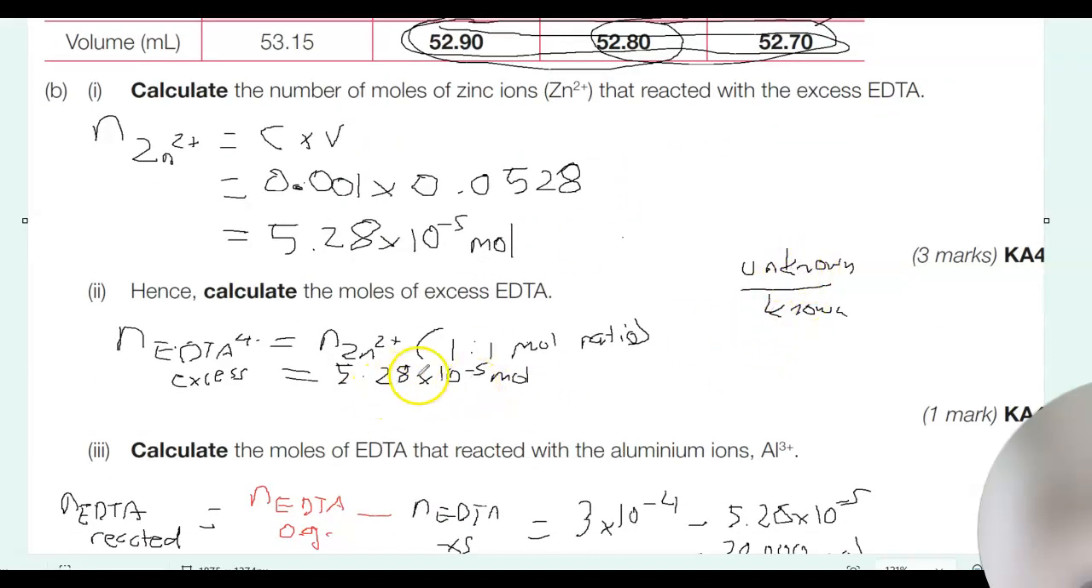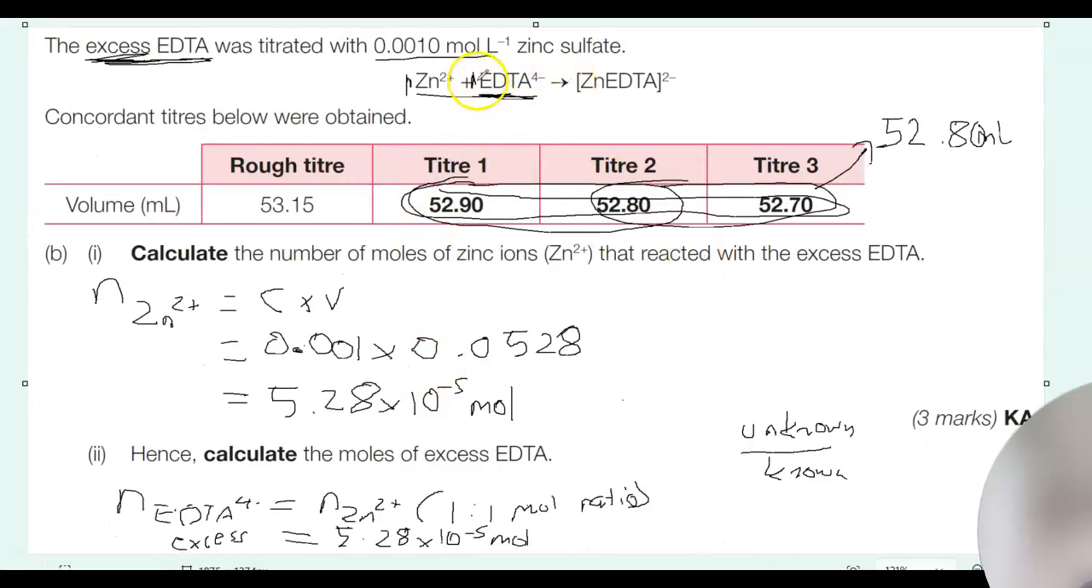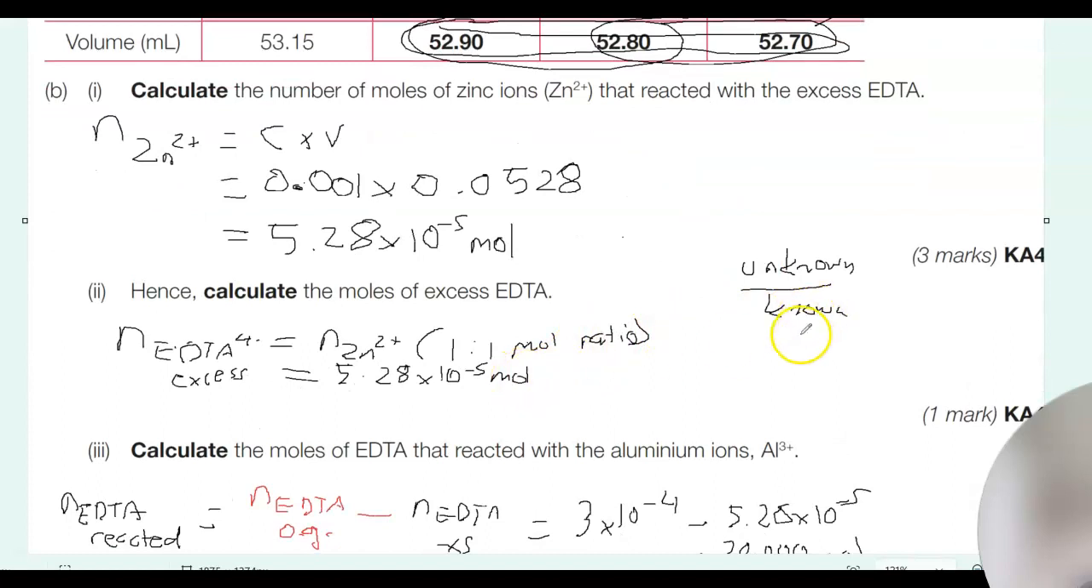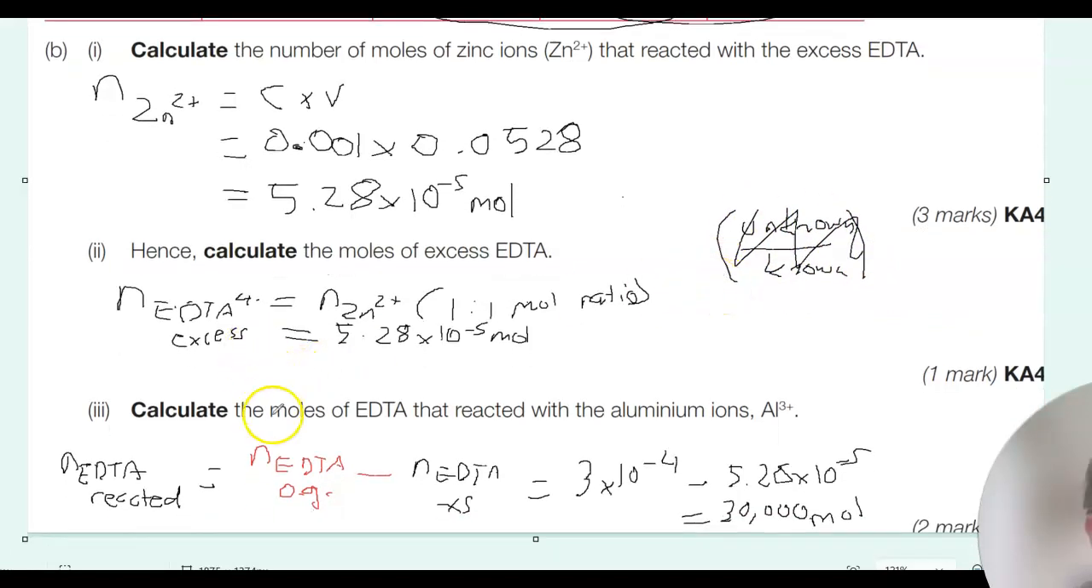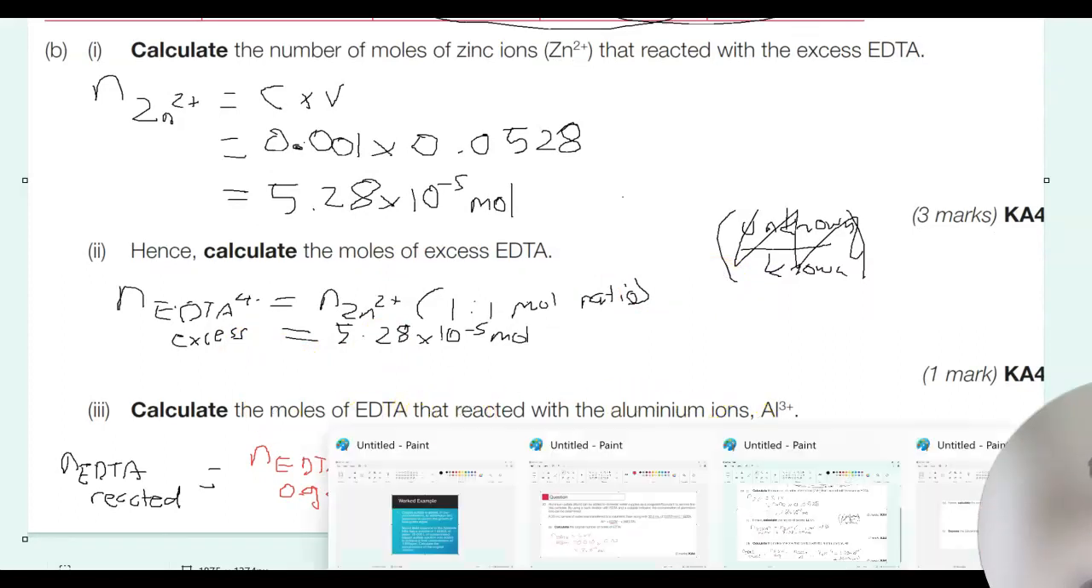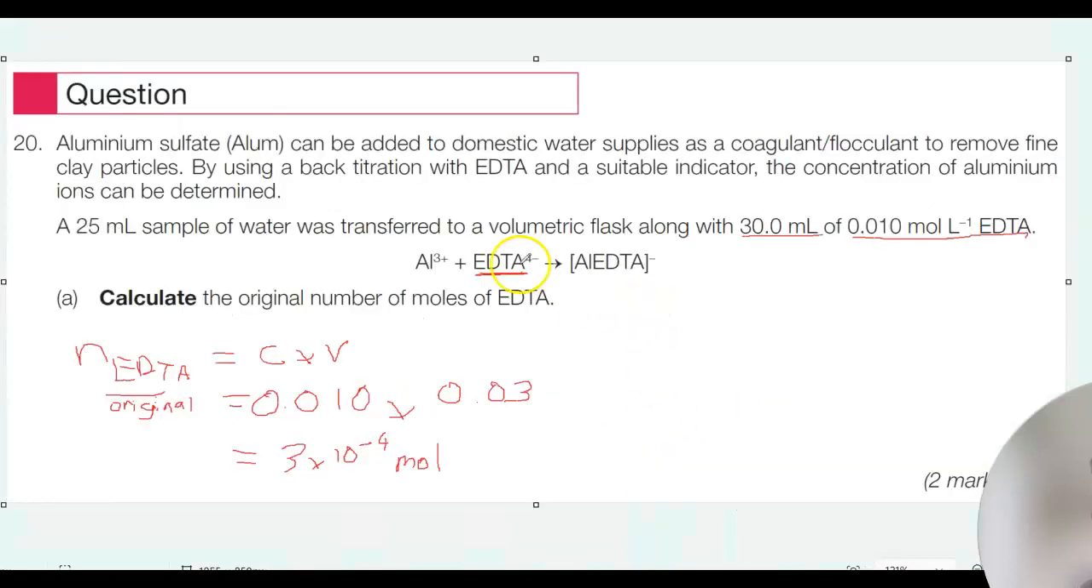However, if it was a different mole ratio, let's say, for example, there was a 2 here and a 1 here, that would be multiplied by the mole ratio, which is unknown over known. Okay, but because it's 1 and 1, we don't really need to do that step. So the next part is the subtraction. So how many moles of EDTA reacted with the aluminium ions? So if we go back, this is the number of moles, this is the EDTA that reacted with the aluminium.